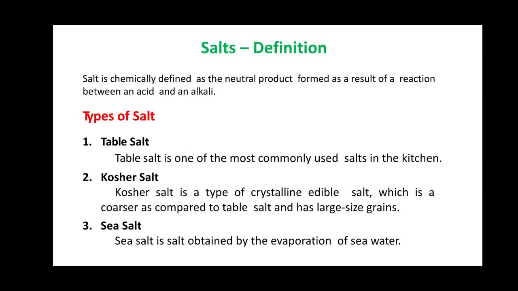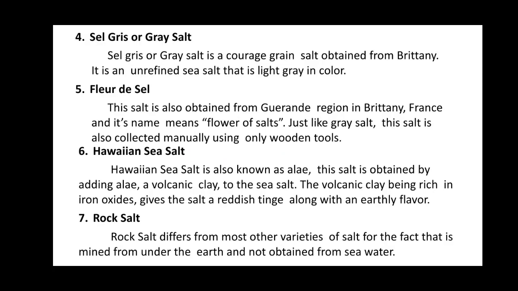The most commonly used salt in the kitchen is table salt, and a type of crystalline edible salt which is coarser compared to table salt, with large size grains, is kosher salt. And sea salt is obtained by the evaporation of sea water. And the next, grey salt, also called sel gris. This grey salt is a coarse grain salt obtained from Brittany. It's unrefined sea salt, and that is light grey in color.